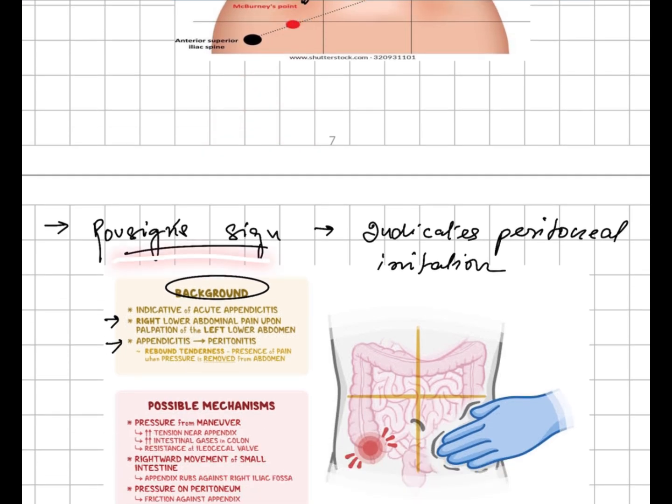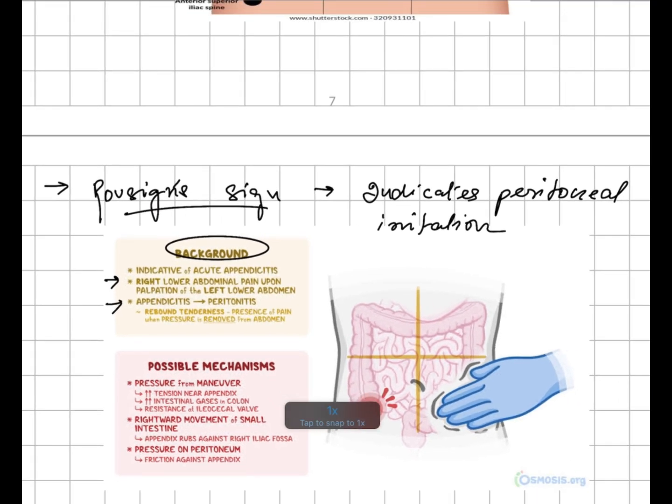Now see, Rovsing sign. This indicates peritoneal irritation. What is the Rovsing sign? It indicates acute appendicitis, with right lower abdominal pain upon palpation of the left lower abdomen. Meaning if you palpate the left side of the abdomen, you will feel pain in the right lower quadrant. This is Rovsing sign. This indicates there is peritoneal irritation.